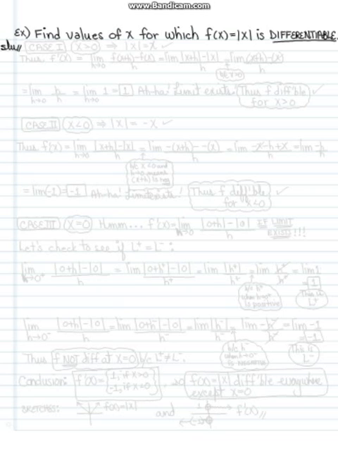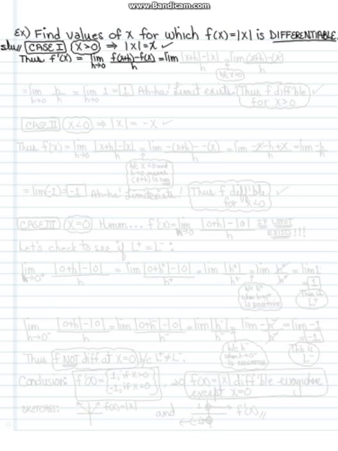Okay, so first, let's break this down into cases. Case 1, let's take all x values that are positive. So we say x is greater than 0. When that happens, the absolute value of this non-negative x is equal to x itself, of course. All right, so the derivative f prime of x for x greater than 0 is equal to the limit as h approaches 0 of f of x plus h minus f of x over h.